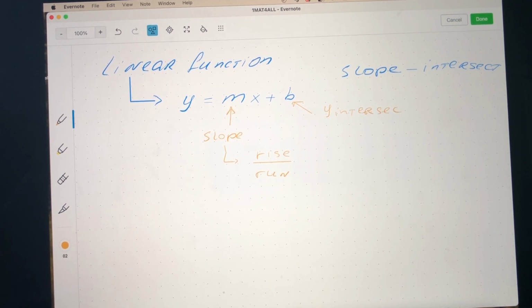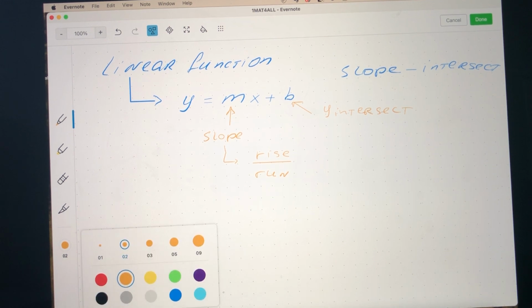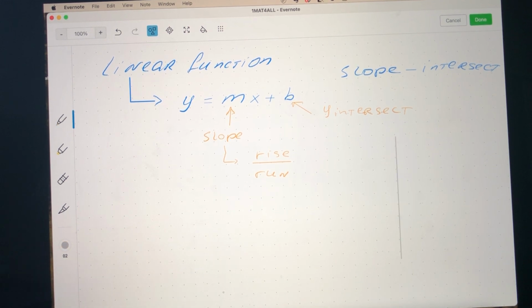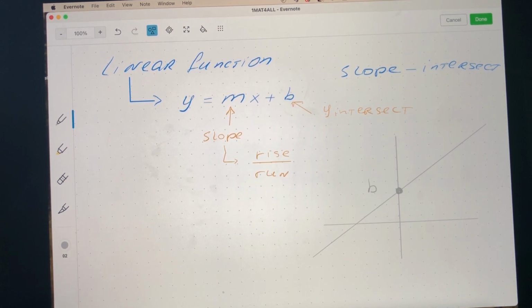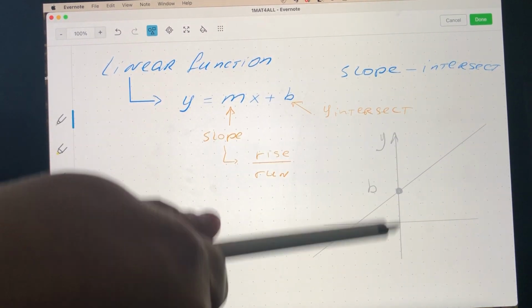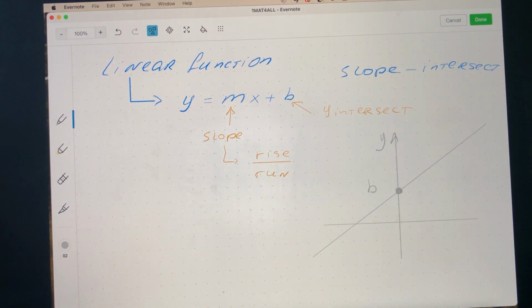So this is the place where our straight line, whatever it is, so here is a straight line going up, and the b is this number. This is the b. The b where our straight line crosses the y-axis, that's the b.